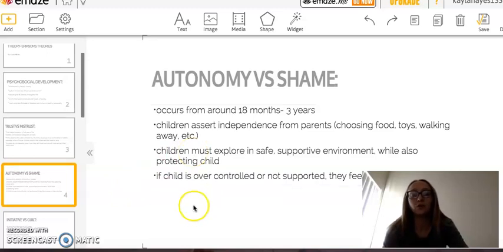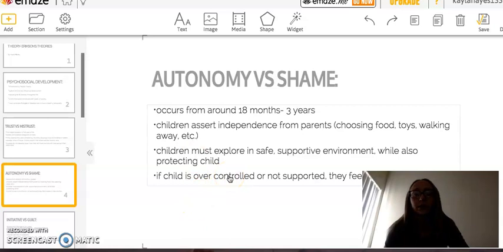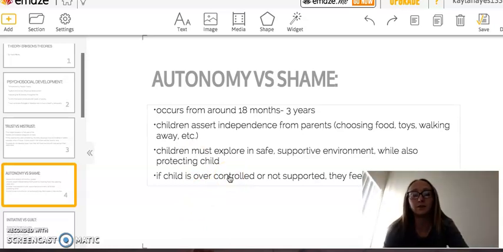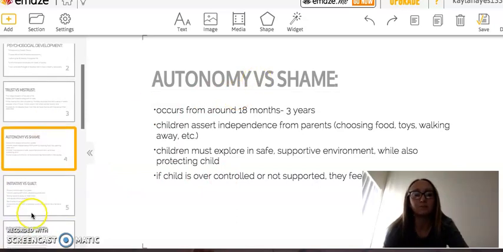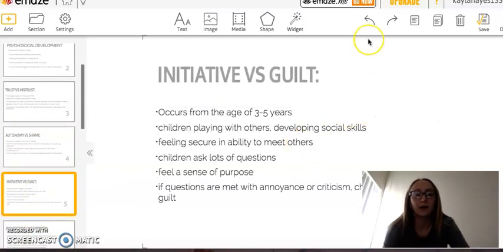But if a child is overly controlled or not supported in their exploration, then they may begin to develop like a shame in their abilities. So that is autonomy versus shame. And then we have initiative versus guilt. So that occurs from the age of 3 to 5.